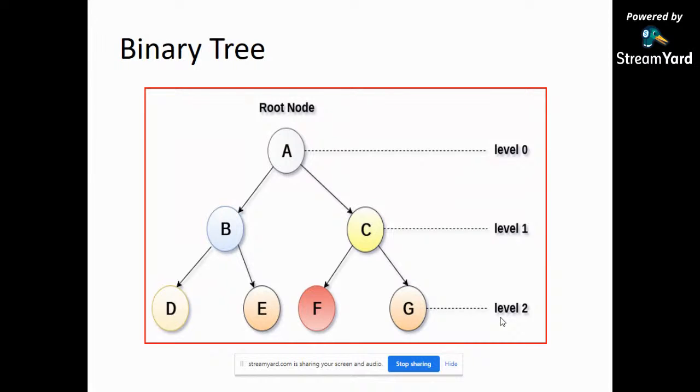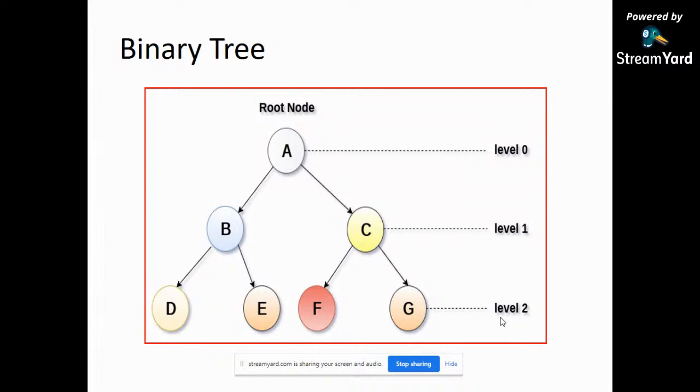Now in left subtree, again recursively we have to follow the same thing, that is root, left, and right. So now B is the root node. So after A, we'll visit B. After B, we'll visit left of B. So left of B is D and right of B is E. So the sequence will become A, B, D, E.